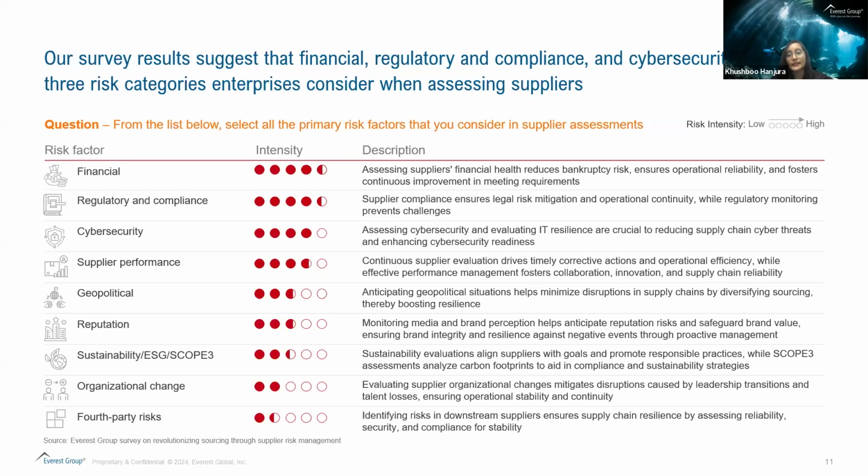Assessing a supplier's financial stability is vital to reduce bankruptcy risks and maintain operational reliability. And next, of course, is regulatory and compliance, which is again essential for mitigating any legal risks and ensuring operational continuity. By monitoring regulatory changes, we can proactively address any potential challenges, preventing disruptions in our operations.